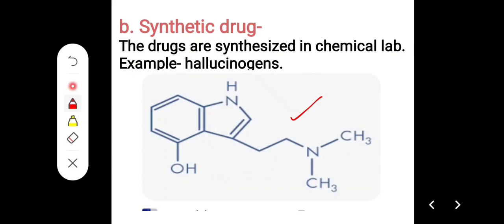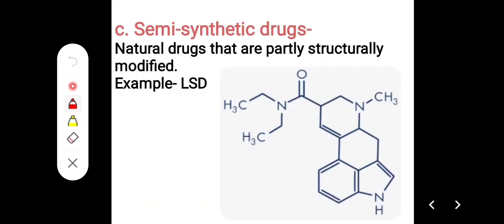Okay. Next one, semi-synthetic drug. That is, natural drugs that are partly structurally modified. Their sources are natural. They are actually found from natural sources, for example plants, bark, and so on. But they should be structurally modified. They are not directly used. For example, LSD. This is the structure of LSD.